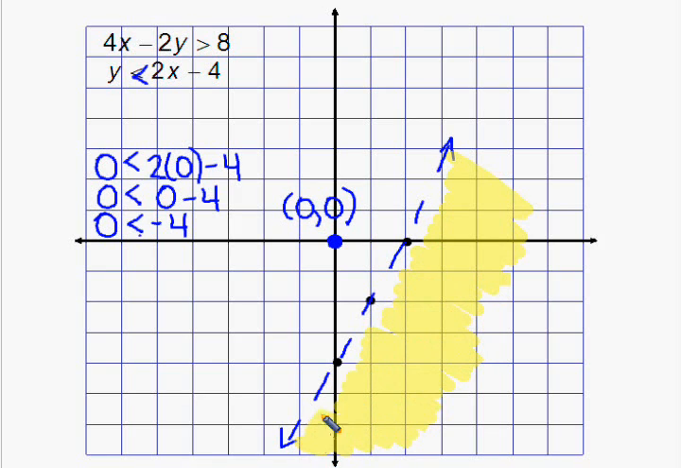Now what this shaded area is showing us is all the points that satisfy the inequality. There are several points that satisfy this inequality. I'm just going to mark a few in red. Now, because the line is dashed, the points that are on the line would not satisfy the inequality and would not be considered solutions. So just the shaded area is showing me this infinite number of solutions to my inequality.